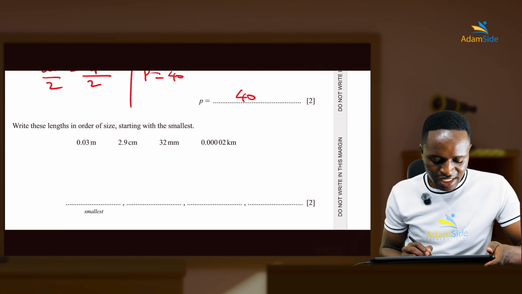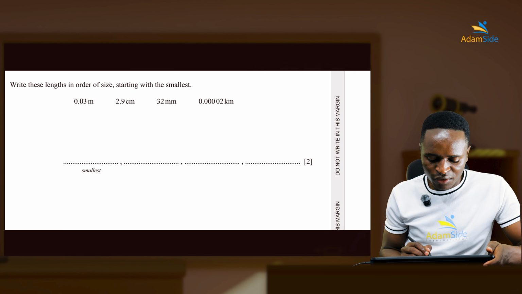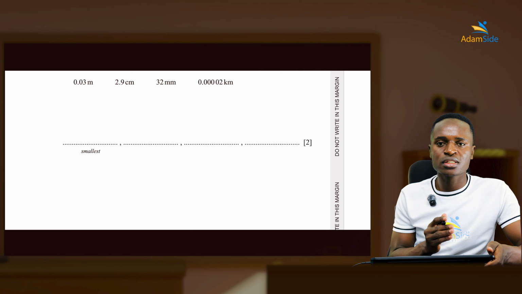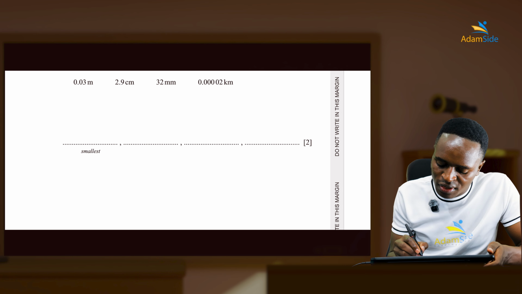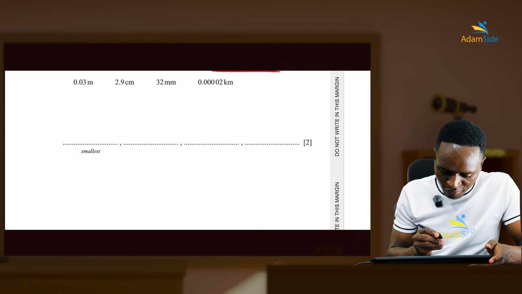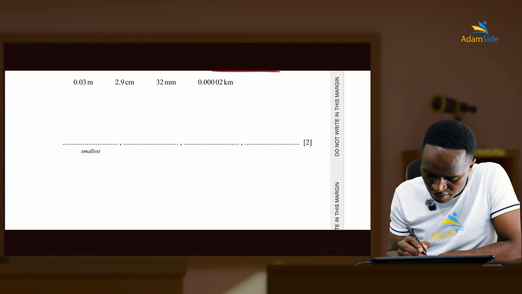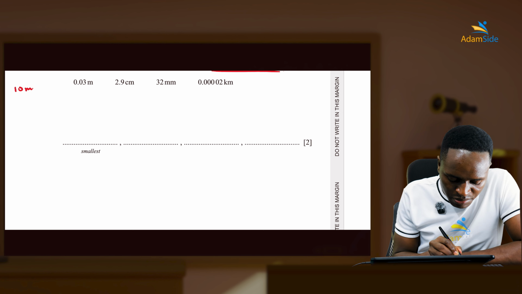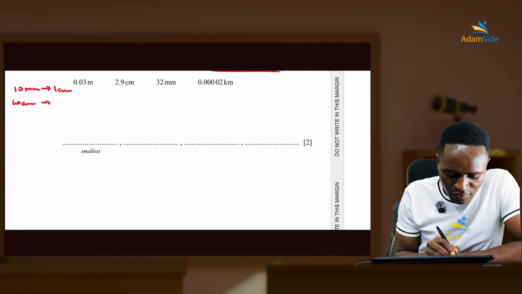You get your answer. Next: write these lengths in order of size, starting with the smallest. This is easy, find the smallest, but here we need to know how to convert units. The topic is called measurement. For unit conversion we have meter, centimeter, millimeter, kilometer. We can decide to put our answers in terms of meters or in terms of centimeters. 10 millimeters is equivalent to 1 centimeter, and 100 centimeters is equivalent to 1 meter.